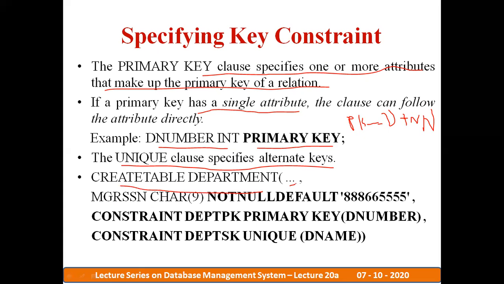There are many attributes. So the manager SSN is CHAR(9), not null, and the default value is this one. So we are defining the primary key here, that is Dnumber. Dnumber is the primary key. You can specify it right after the attribute data type, or you can specify the primary key at the end.